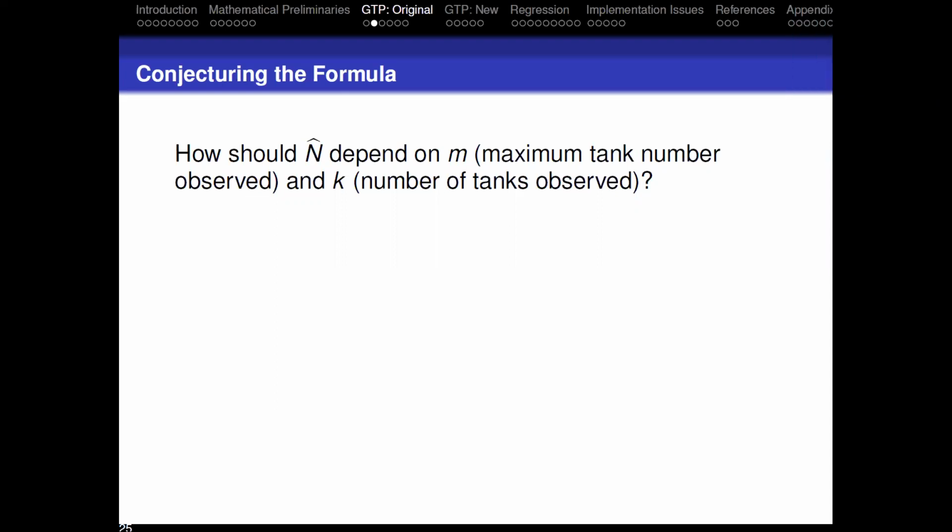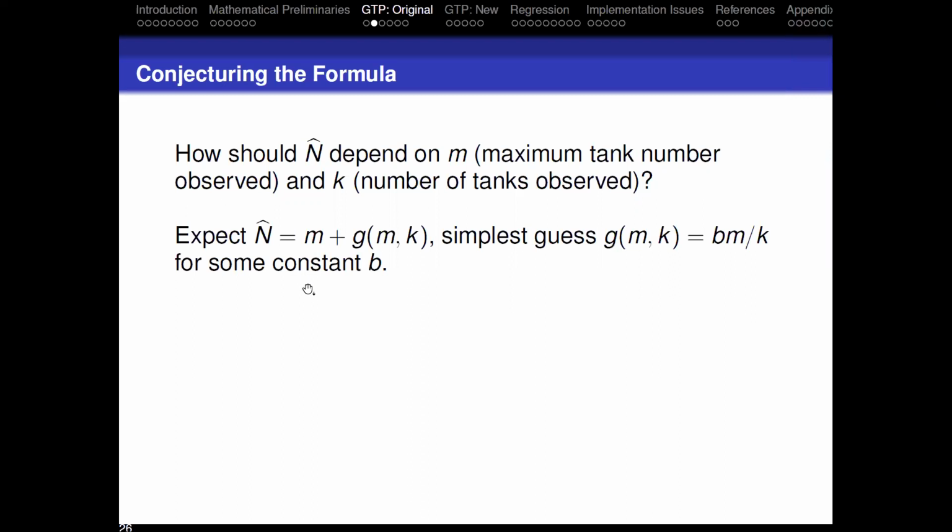It has to be at least m, and so I might want to write it as m plus something else. If you want to think about what this form could be, the larger m is, maybe the more I should inflate my guess. So maybe g should be increasing with m, for fixed k. And if I fix m and I observe more and more tanks, the more tanks I observe, the less I should inflate by. So maybe this should decrease as I increase k. The simplest possibility is that it should be of the form b times m over k.